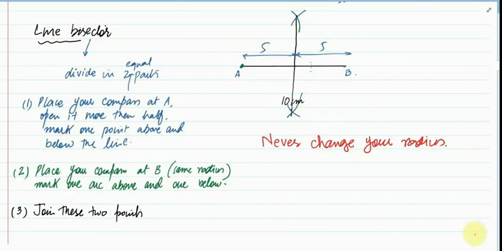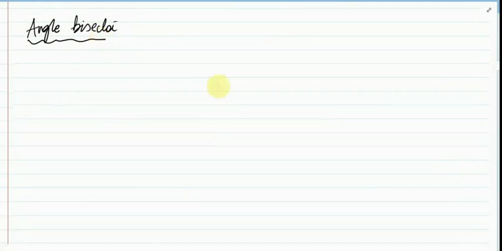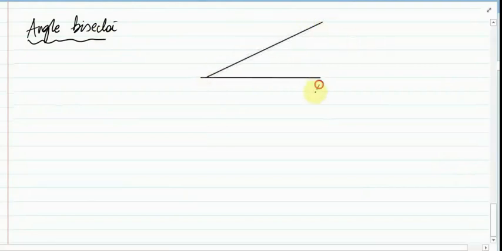Alright, so after the line bisector, the third important thing is angle bisector. What is an angle bisector and how do we draw it? Suppose that we have a triangle A, B, C. We need to bisect angle B. How are we going to do that?